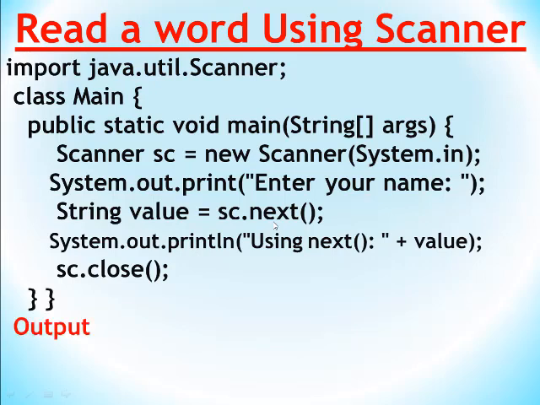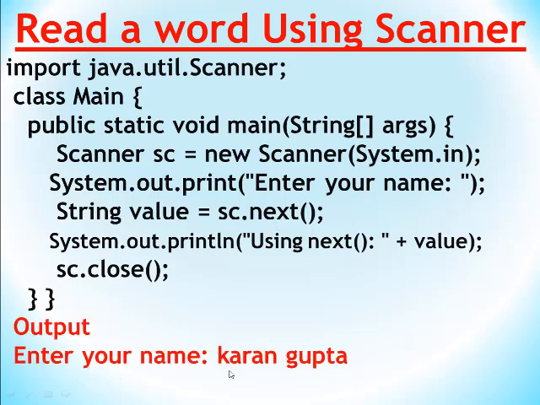So for example, this time if you write enter your name and you entered Karan Gupta and there is a space also between the first name and the surname, then when you display it you will get only the first name. It is because this next function will not allow any space to be entered, so the input will be terminated at the space. Only Karan will be accepted as input. So to input one word you will use the sc.next method.